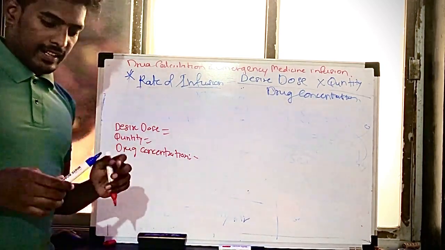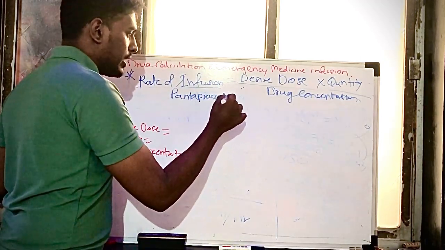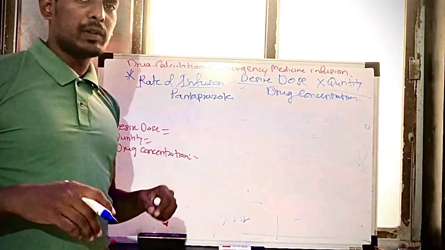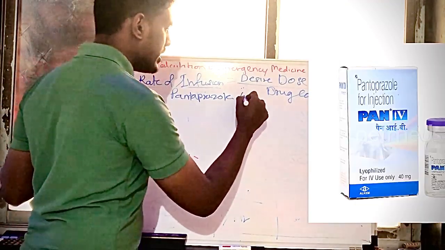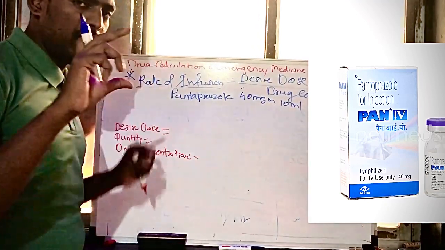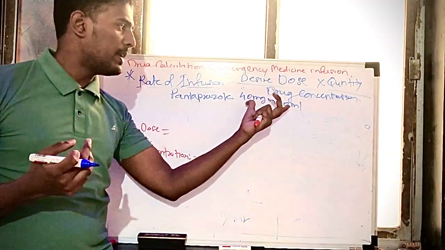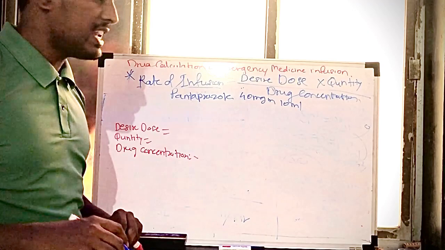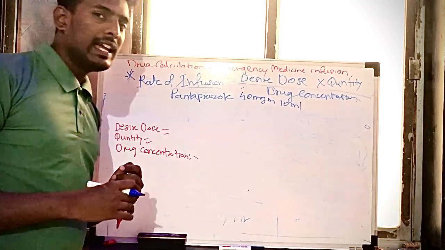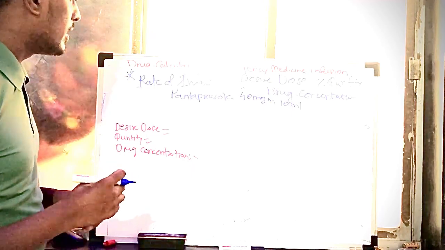Okay, we will go for the next drug, that is pantoprazole. You all give this medication to the patients. How much is the drug concentration of pantoprazole? 40 mg in 10 ml. Right? One vial of pantoprazole contains 40 mg and we dilute it into 10 ml. Pantoprazole is a proton pump inhibitor, basically used to reduce acidity in GI abnormalities and peptic ulcers. In different conditions we use pantoprazole.